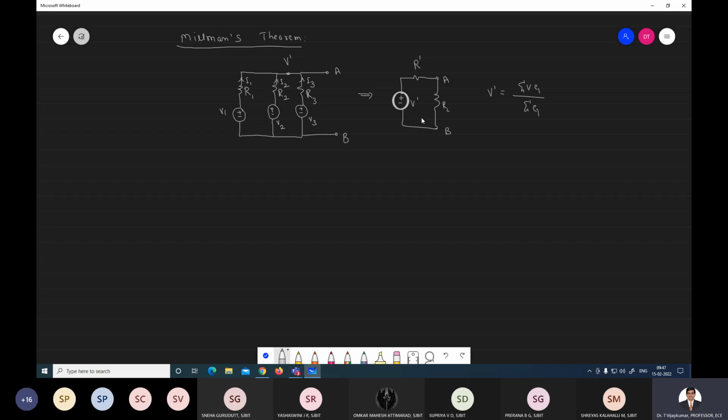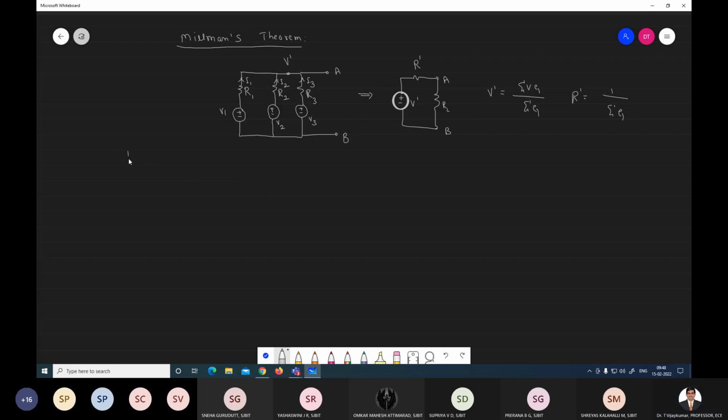So if the circuit contains impedance, that is an AC circuit, then we can define it like this. In any network, a number of voltage sources with internal impedances or series impedances connected in parallel can be replaced by a single voltage source V dash with an impedance in series, that is Z dash. Here V dash is given by sigma VG divided by sigma G, and R dash is given by 1 over sigma G.